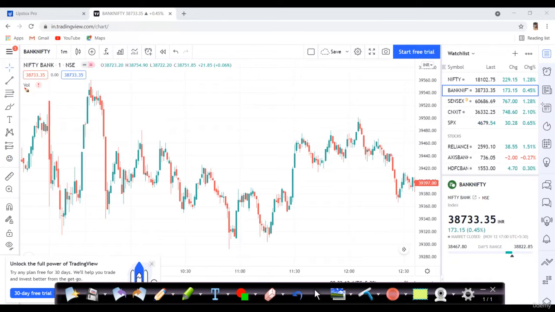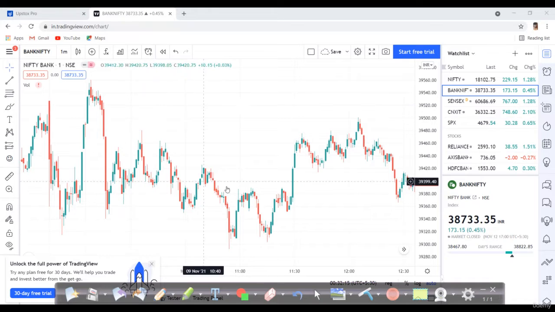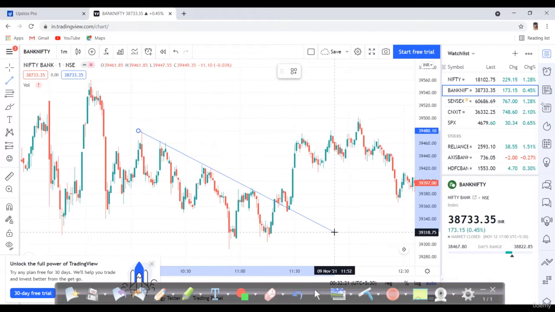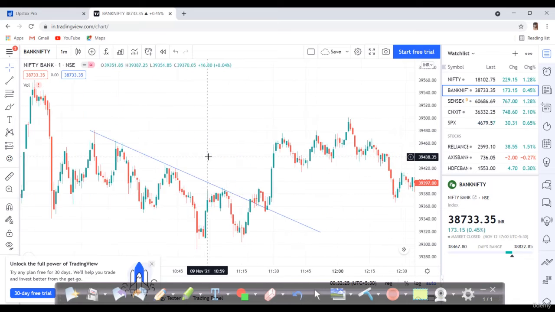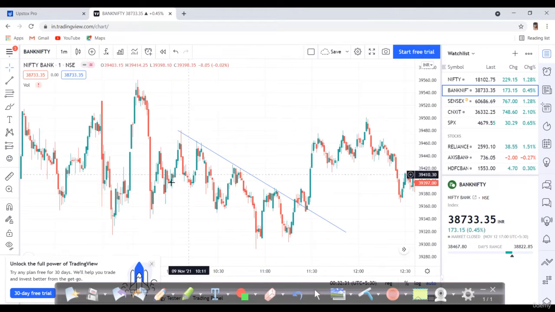Okay, now let's take an example here. This is a double bottom pattern, a sign of bullishness. So what I can do is mark a trend line like this one. I have the trend line. Now what is the confirmation? Double bottom breakout confirmation.